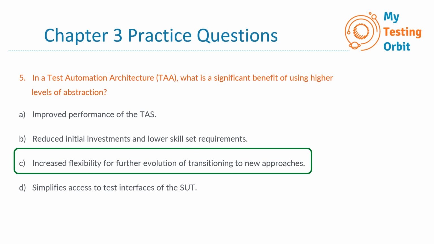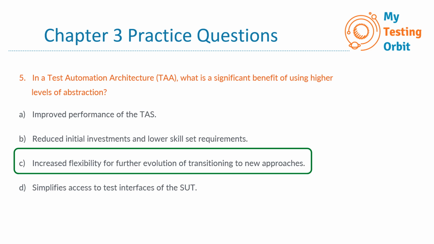And the correct answer is option C, increased flexibility for further evolution or transitioning to new approaches. So high levels of abstraction in a TAA provide increased flexibility for future evolution or transitioning to new approaches or technologies. While this flexibility is advantageous, it comes at the cost of larger initial investments and potential trade-offs in performance. Now let's have a look at the other options and see why they are incorrect.